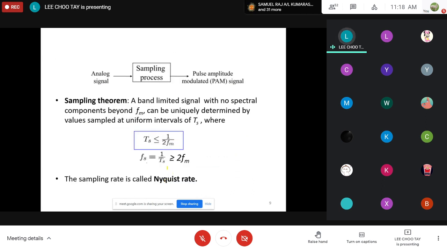When you perform sampling, the sampling theorem says a band-limited signal with no spectral components beyond fm, that means the highest frequency you have in that signal is fm, where m stands for maximum frequency, can be uniquely determined by its values sampled at a uniform interval of Ts. We normally use fs, which is the sampling frequency. Your sampling frequency must be at least 2 times the highest frequency in your baseband signal. This minimum sampling rate is called the Nyquist rate. But a lot of the time we actually sample at more than the Nyquist rate.